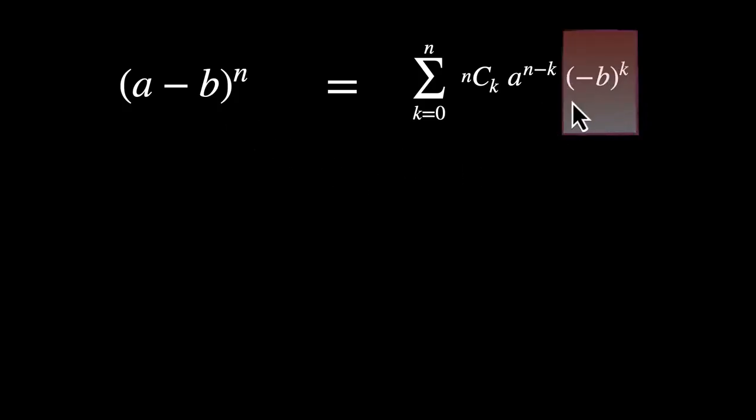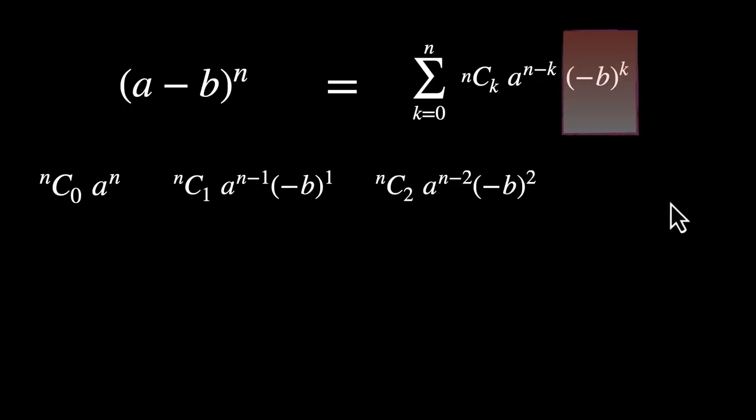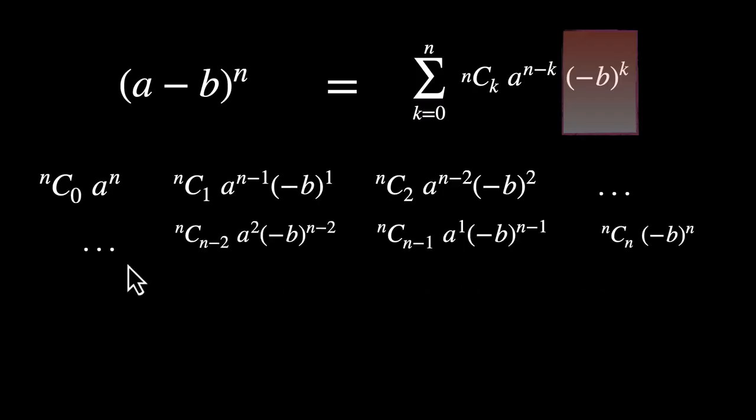So let's see how this changes the expansion. The first term is nC0 a^n, because there's no b, so nothing to worry about. The next term is nC1 a^(n-1), and for b, we have minus b. So this becomes (-b)^1. The next term will be (-b)^2, and so on. The last few terms will look like this. Everything remains the same except b, because for b, we have minus b. Adding all of them up will give us the expansion.